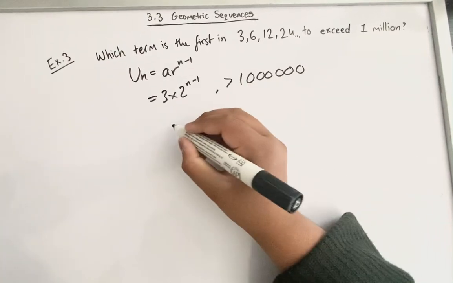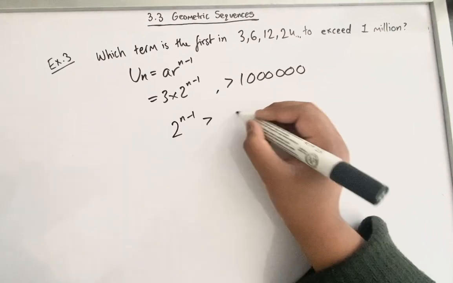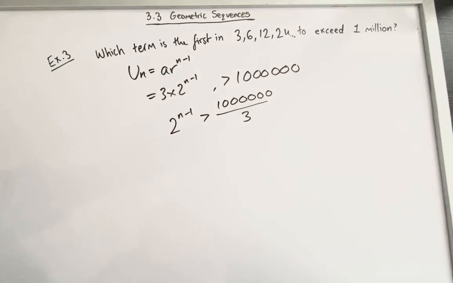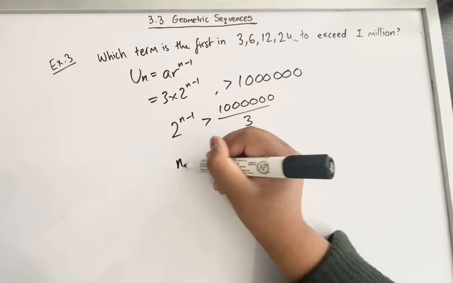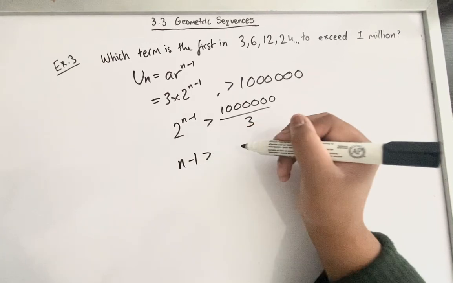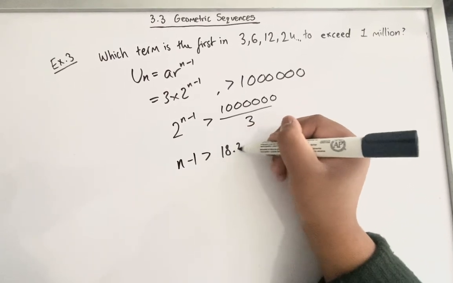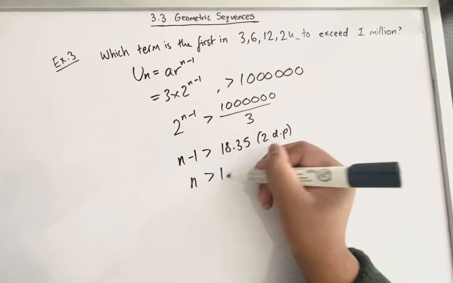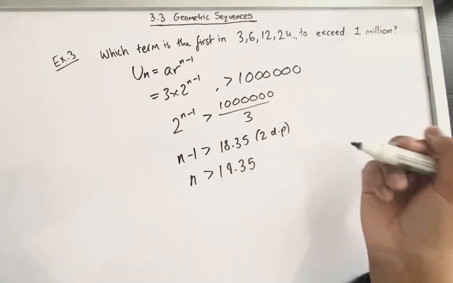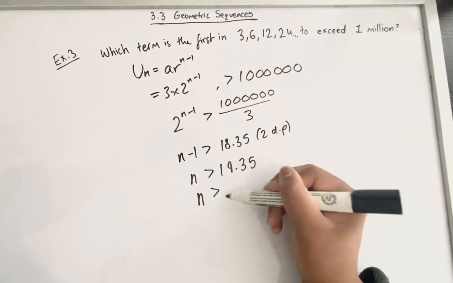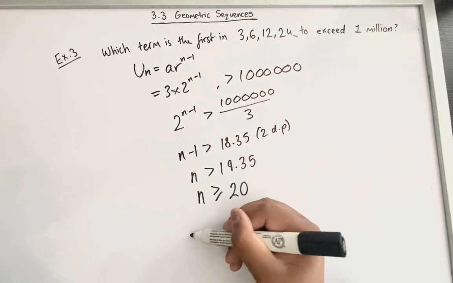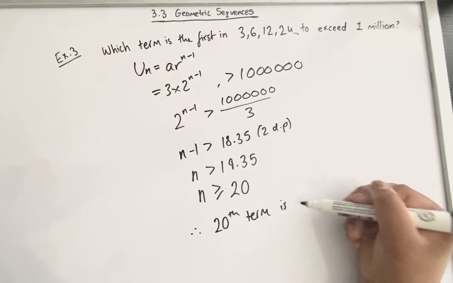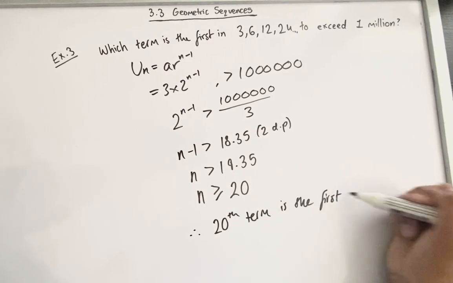Dividing both sides by 3, we get 2 to the n minus 1 is bigger than 1 million over 3. And if we take the log base 2 of each side, we get n minus 1 is bigger than 18.35 to 2 dp. So n is bigger than 19.35. And because n is an integer, n has to be bigger than or equal to 20. So therefore, the 20th term is the first term. And that is it.